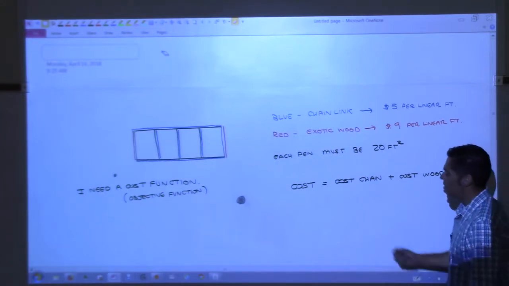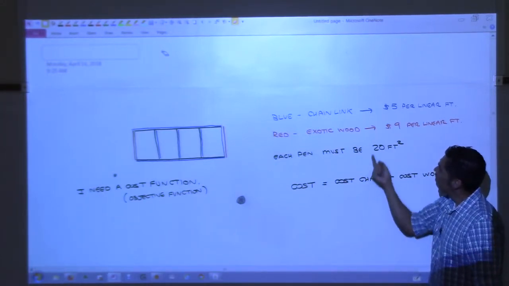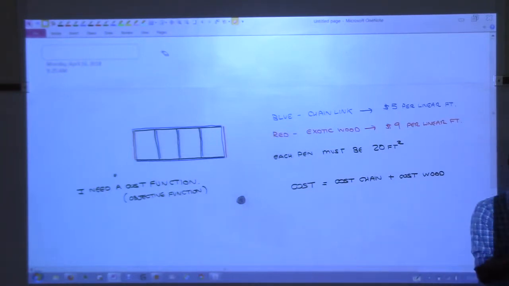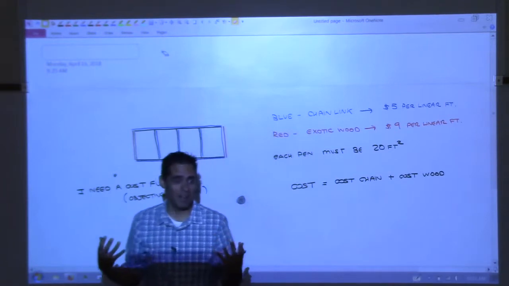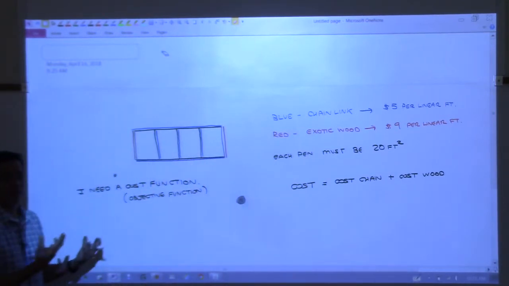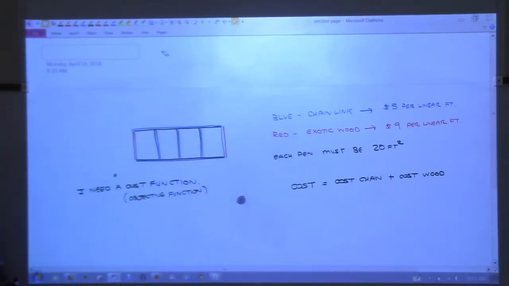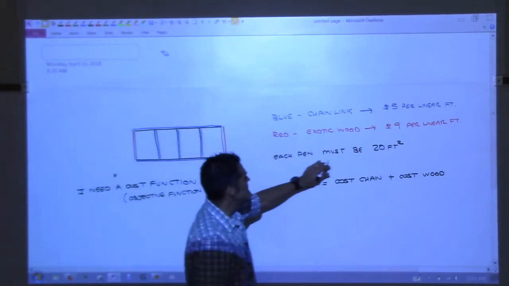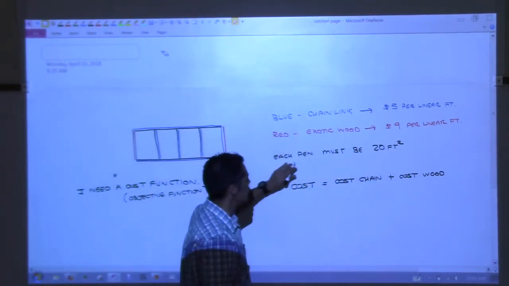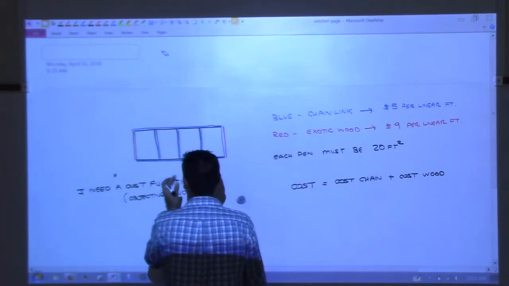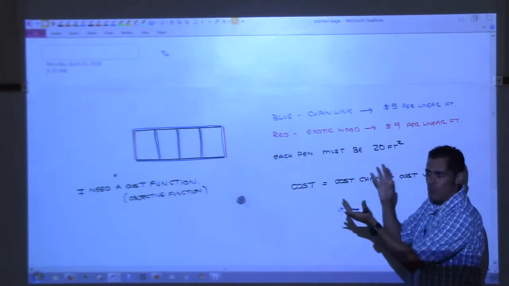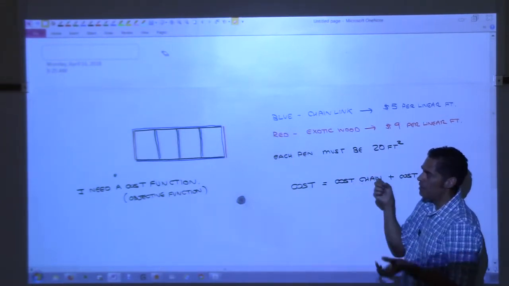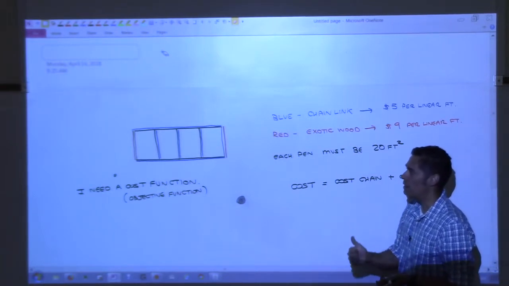Now, how much is it going to cost me to build the chain? $5 per foot, right? But I don't know the dimensions of this yet. That's actually what I need to figure out. But we do have some information. We know that the dimensions have to follow this rule that the area, each pen must be 20 square feet. So let's start assigning some variables, because right now we're going to allow this pen to move, change, and we're going to try and nail down exactly the lowest cost pen.